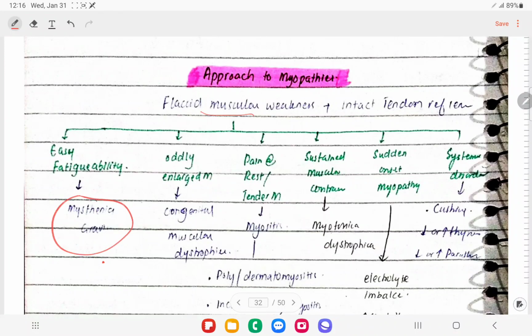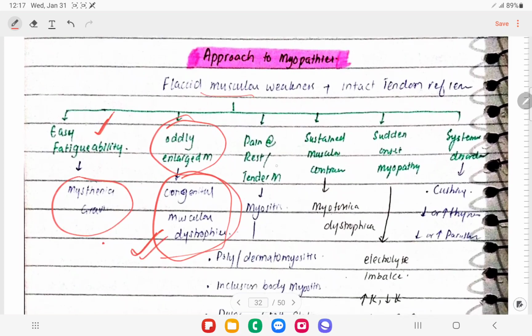If the patient is having muscular weakness and easy fatigability, we're going to think that the patient is having myasthenia gravis. And if the patient is having muscular weakness along with intact reflexes and already enlarged muscles, we're going to think that the patient is having congenital muscular dystrophy. So our today's topic is congenital muscular dystrophy. I have already gone through myasthenia gravis in the previous video.